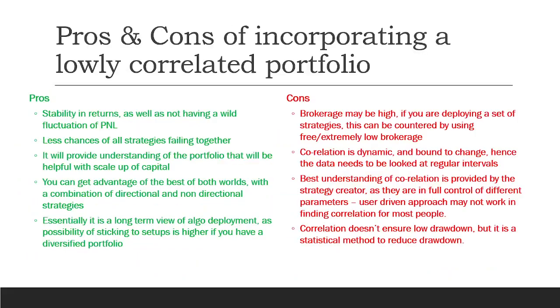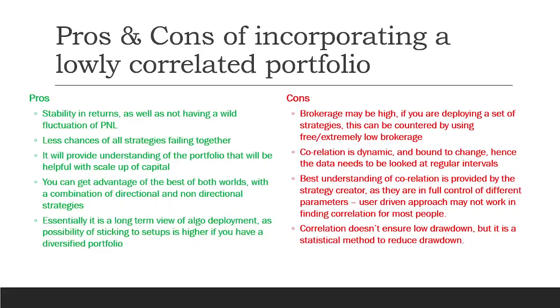So then it comes to what is the pro and con of incorporating a lowly correlated portfolio. Now, when we talk about the advantages, the biggest advantage is the stability in returns. It might not be the optimal return that you will get, because you might say that I want to do only directional. It will actually give you a better return, but it will not give you the stability in returns. It will have a higher P&L fluctuation, and the chances are that you might lose patience with it. There are also less chances of all strategies failing together.